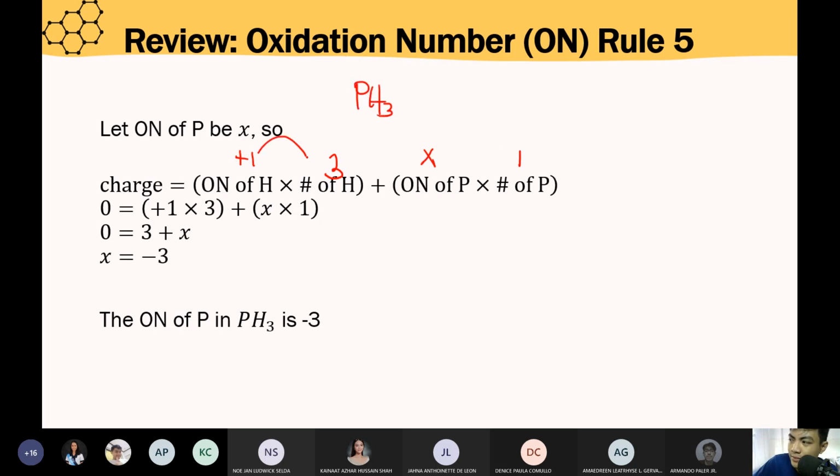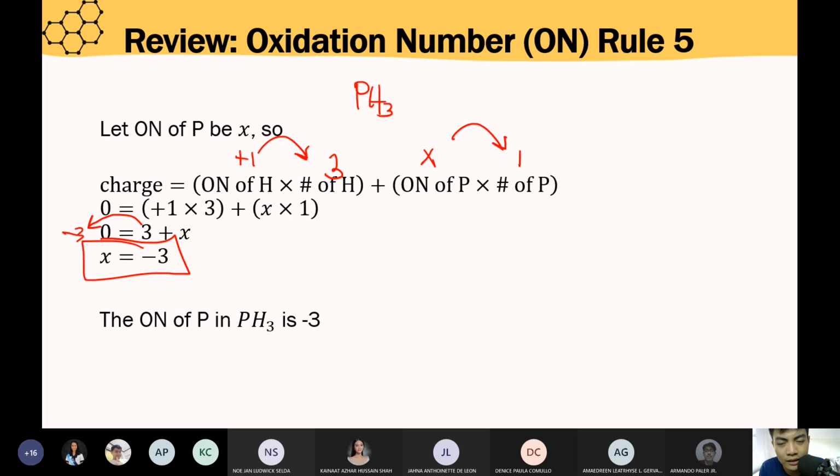So, 1 times 3, bakit 3? Kasi tatlo yung hydrogen. X times 1, bakit 1? Kasi isa yung phosphorus. So, 1 times 3 is 3. X times 1 is X. So all you now have to do is to solve for X. That can be simply done when you transpose your 3 to the other side, making it the opposite sign. So yung 3 magiging negative 3 when you transpose it to the other side, meaning that X is negative 3, which means the phosphorus in PH3 has a charge or oxidation number of negative 3.